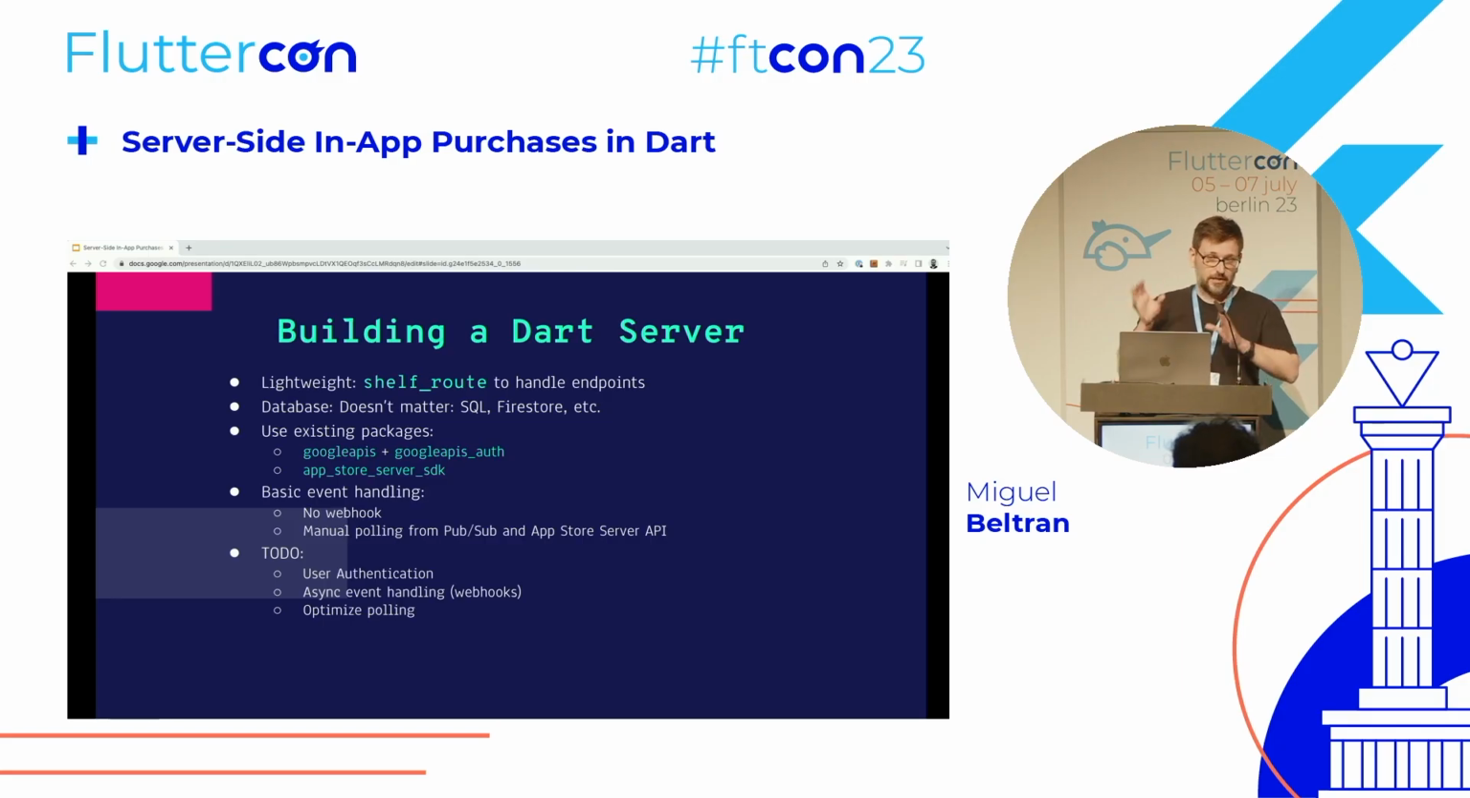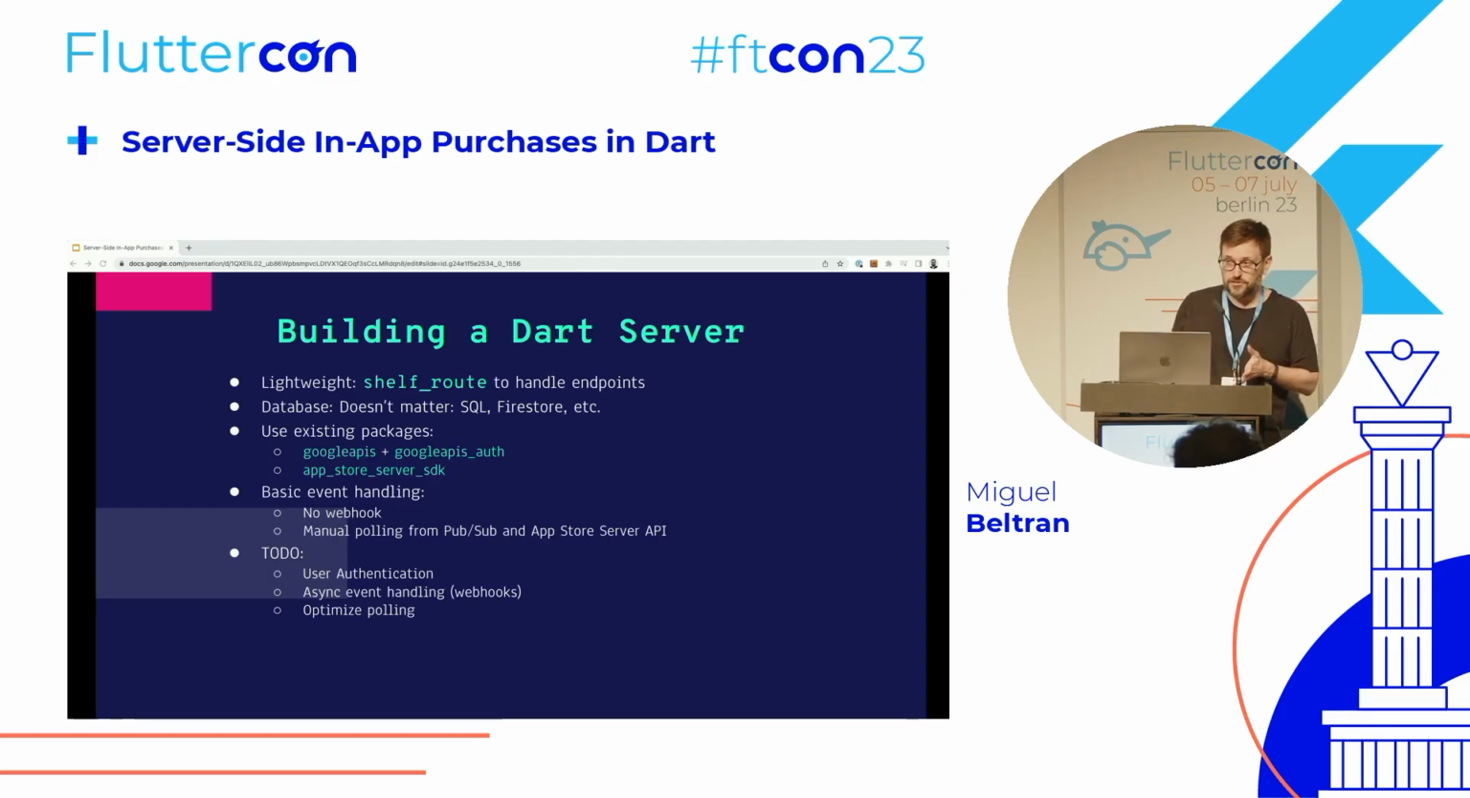So I'm going to be showing you also how to do basic event handling. I will not be showing you today how to do the webhook. But essentially, again, you create an endpoint and you configure this endpoint in Apple for them to call back. Instead, what I'll be showing you today is how to do manual polling, both for the PubSub API, to access Google Play, and also how to access the App Store Server API.